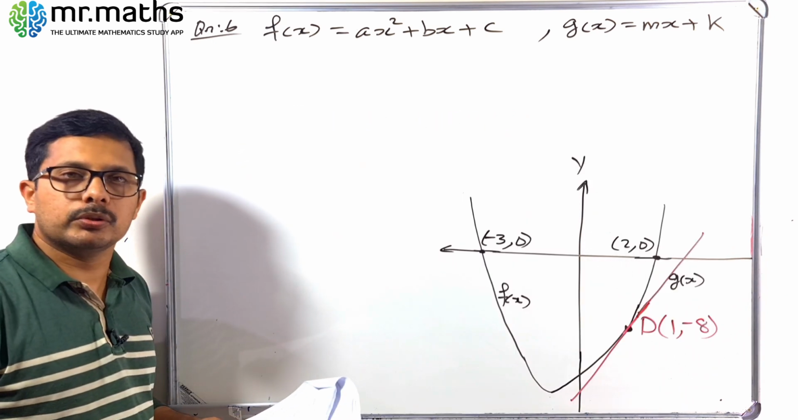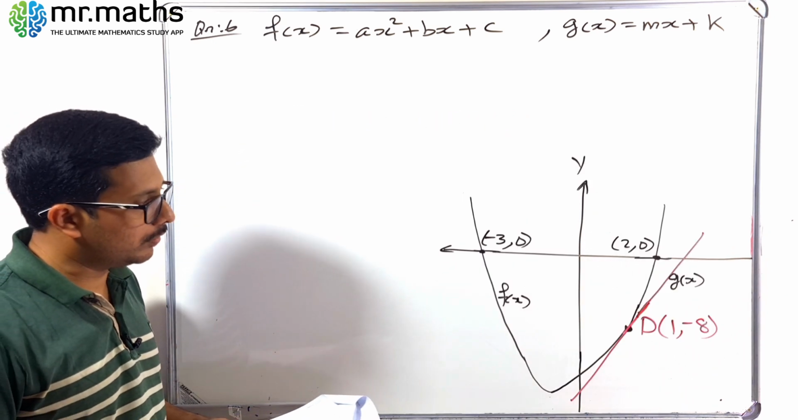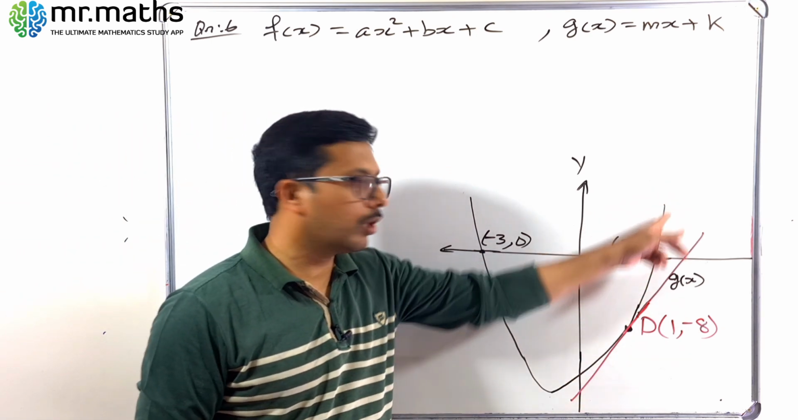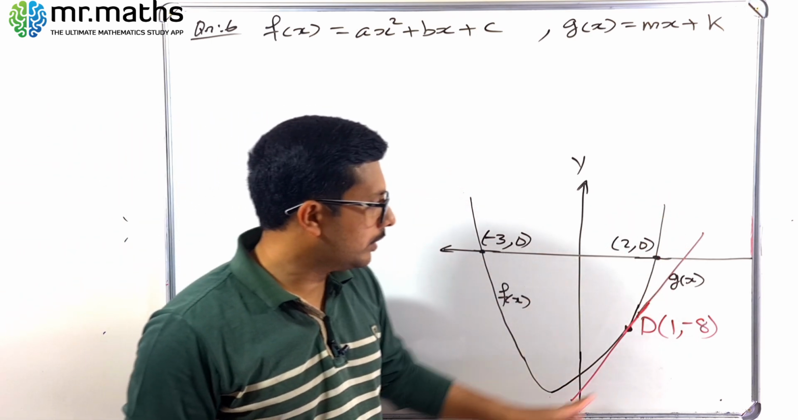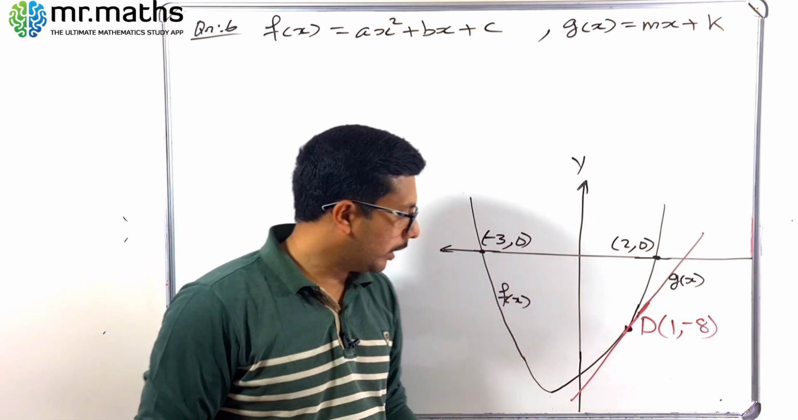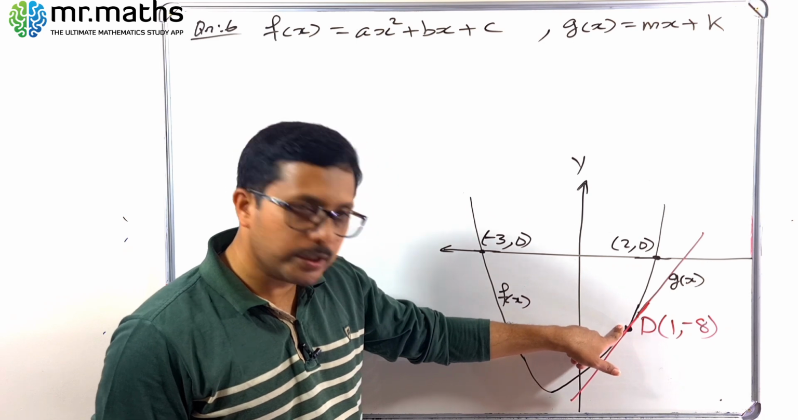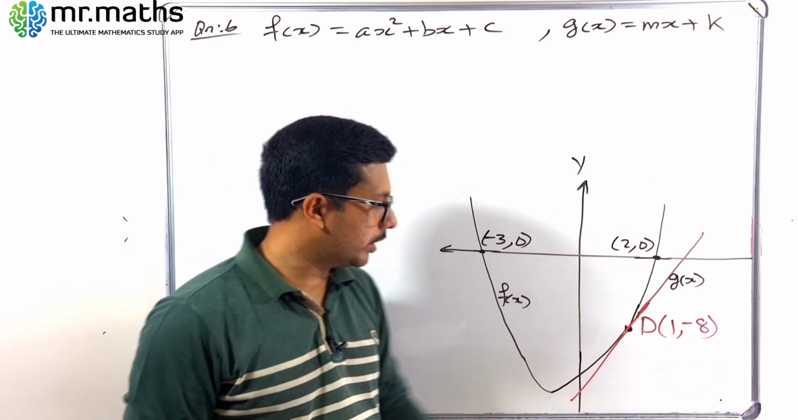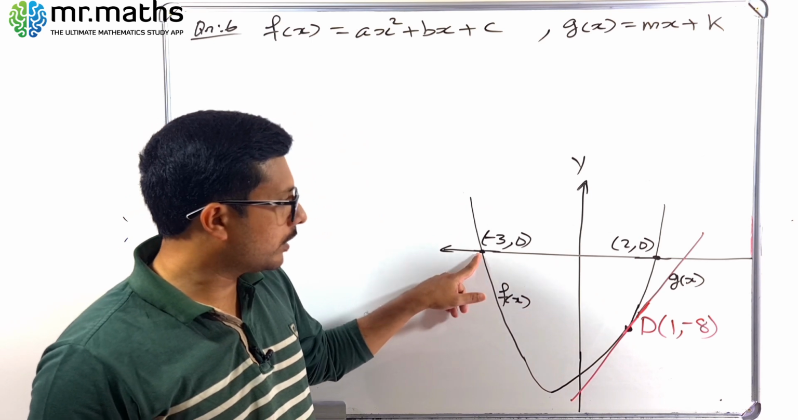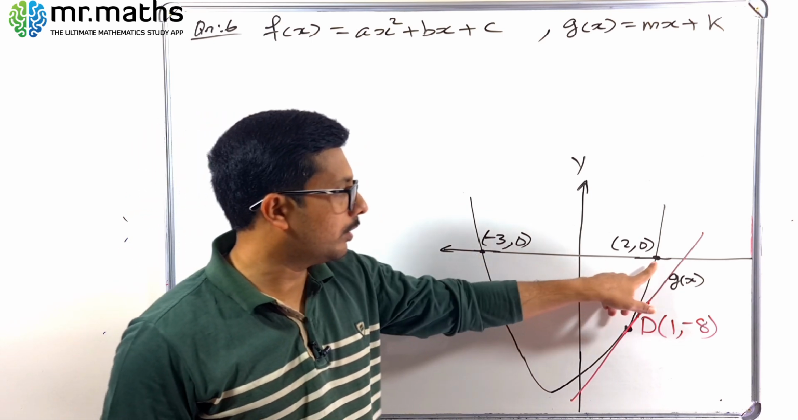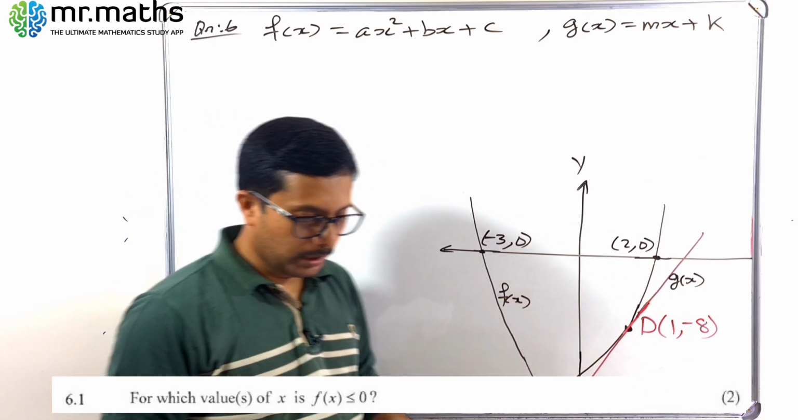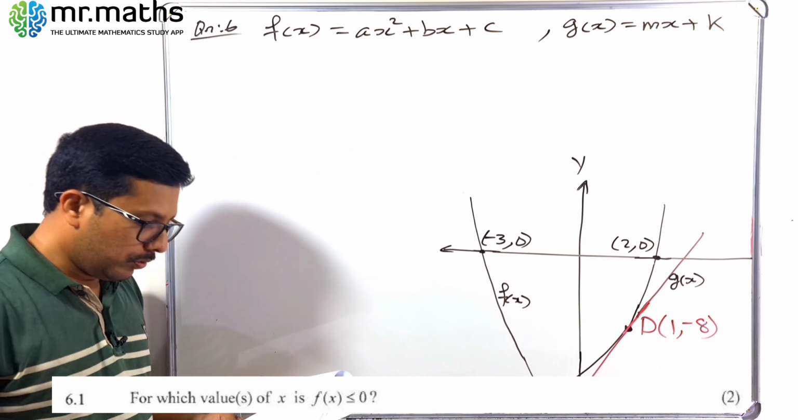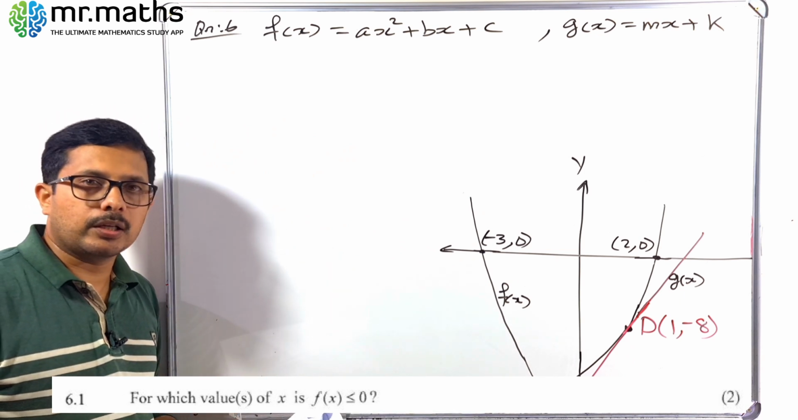I will try to draw a rough graph here. This is a parabola f of x, and this one is g of x, a straight line. It is touching at this point D, and the coordinate of that point is (1, -8), and the x-intercepts are -3 and this point 2. So these are the given ones. Based on that, we have to answer the remaining questions.